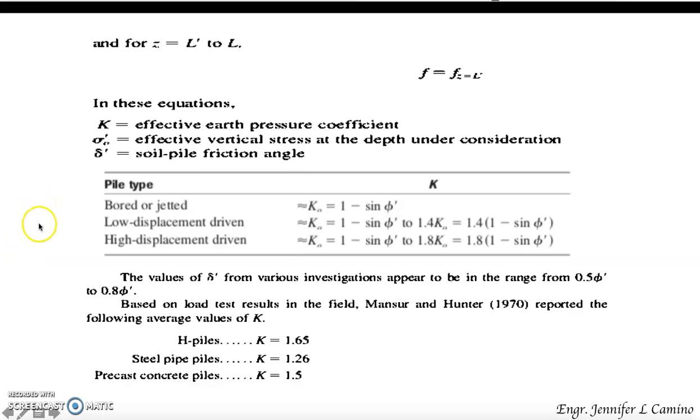So we have here a table for pile type with corresponding value for K. The values of the small delta from various routes of investigation appear to be in the range from 0.5 of phi prime to 0.8 of phi prime. So basically you have also here the value for K for different pile type according to Mansur and Hunter.